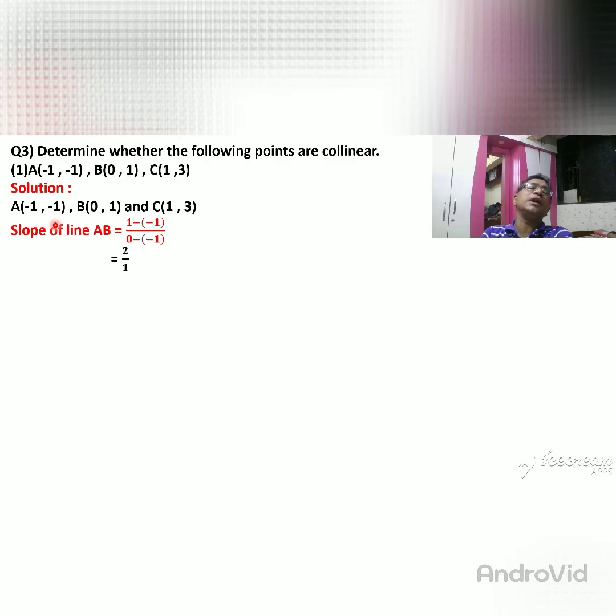If someone doesn't understand, I will explain it again. This is y2 minus y1. So y2 is 1, so I write 1 minus y1. y1 is minus 1, so I write it in the brackets. Then x2 is 0, so I write 0 minus x1. x1 is minus 1, so I write minus 1. Out of the bracket the negative sign makes minus 1 become plus 1. So 1 plus 1 is 2. Then out of the bracket the negative sign makes minus 1 become plus 1. So 2 upon 1. So the slope of line AB is equal to 2.